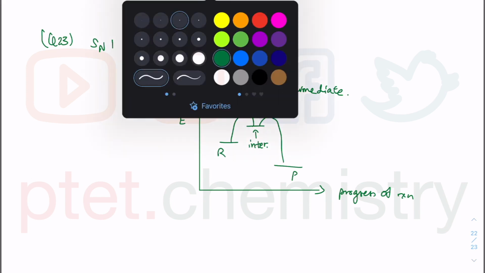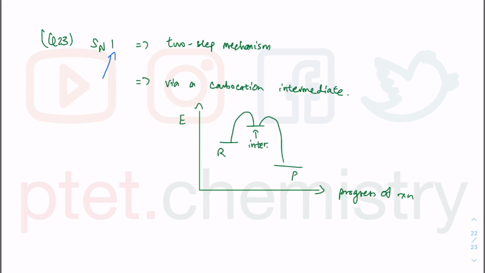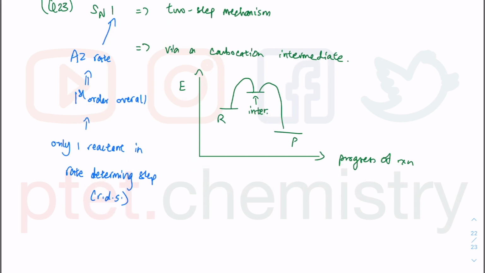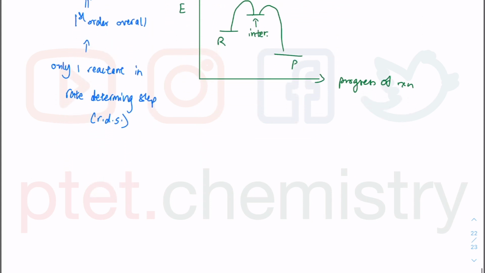Then what in the world is this number one? This will make more sense in the A2 rate of reaction topic. This is actually first order overall, and this means that there is only one reactant in the rate determining step, which is the slowest step in the reaction. This is called the rate determining step. It's not in the AS syllabus unless you're doing a different A-level syllabus. However, you definitely learn about this in the 9701 A2 syllabus.